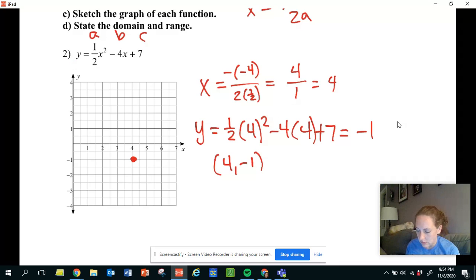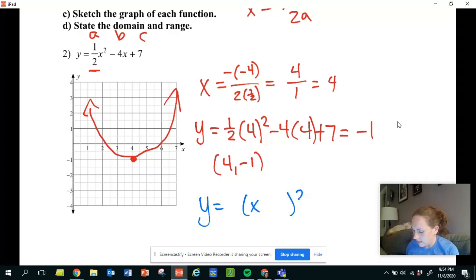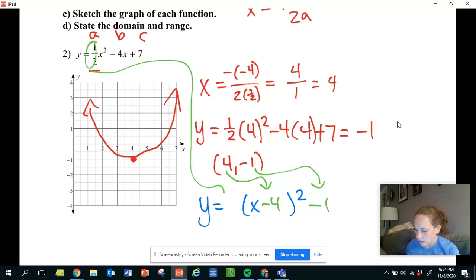Because of that 1/2, that's a compression, and that makes my parabola wider, which is kind of an ugly parabola, but you get the idea. When writing in vertex form, this is like the foundation of vertex form. So I take these numbers and put them in, but I flip the sign when putting it inside the parentheses. That number just comes down at the end, and whatever A is goes in front. Okay.